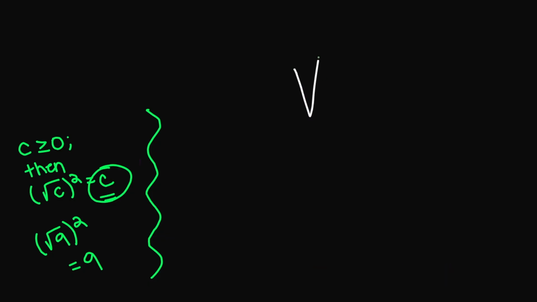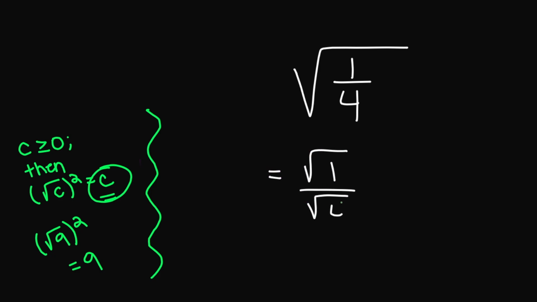What if you had the square root of 1 over 4? So your numerator, you're going to get the square root of 1 over the square root of 4. Your numerator, the square root of 1 is going to equal 1. And then the square root of 4 is going to equal 2. So your final answer here in this example is going to be 1 over 2.